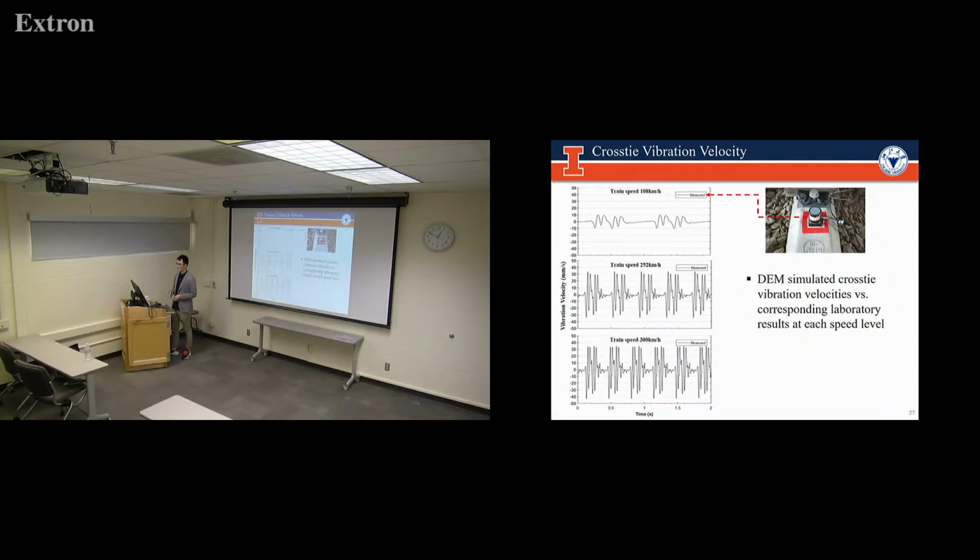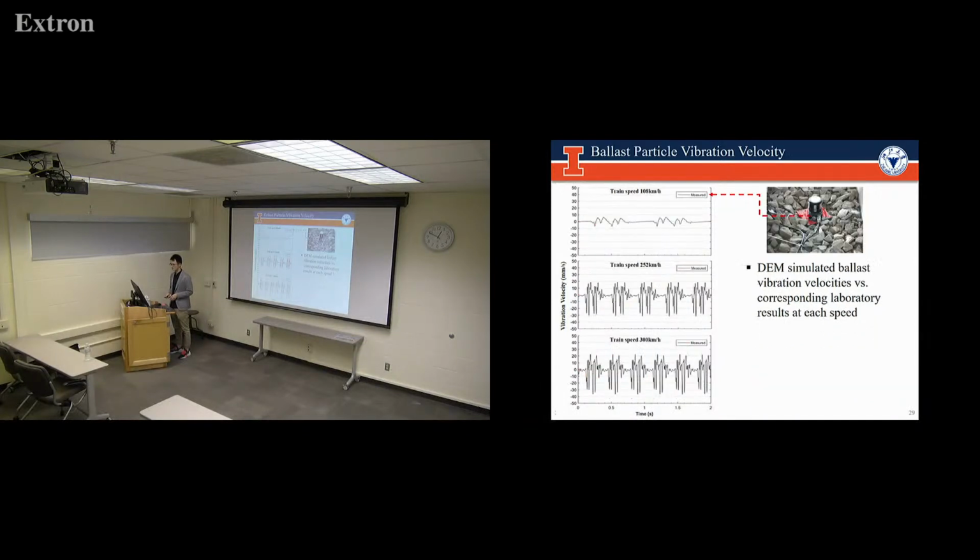So now let's compare the cross-tie vibration velocities. The black lines are the measurements we get from the lab results, and the red lines are the simulation results that we get from the DEM models. We can see that overall it is a good match, and both the magnitudes and the trends have a good correlation comparing these two results.